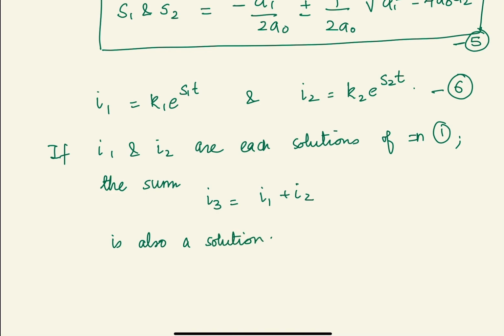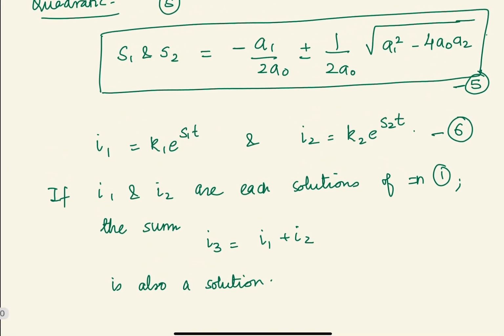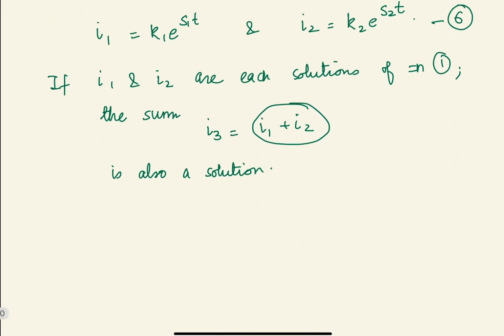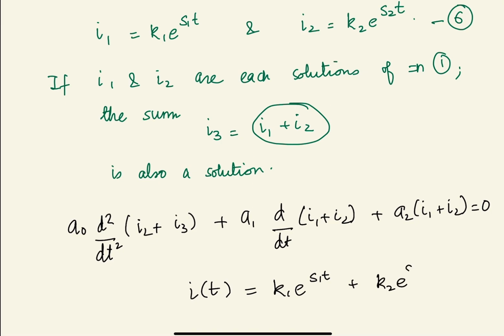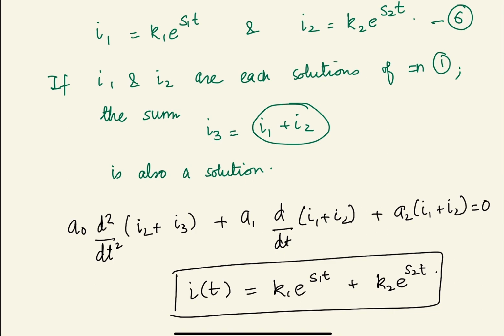How is it possible? If you substitute this in the differential equation number 1, you simply get a0 d square by dt square of I1 plus I2, plus a1 d by dt of I1 plus I2, plus a2 times I1 plus I2, equal to 0. The solution is going to be k1 e to the power s1t plus k2 e to the power s2t. Okay, so this is the solution of the differential equation.